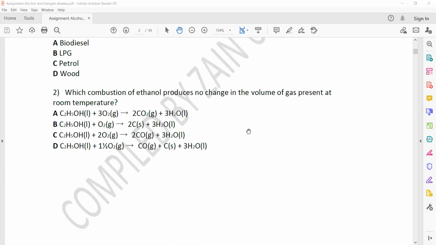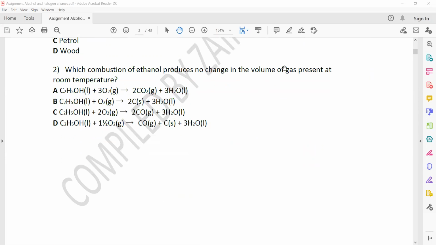Which combustion of ethanol produces no change in volume of a gas present at room temperature? It means the moles of gas will not change, so the volume of the gas stays the same. The moles of the reactant gases are equal to the moles of product gas. What's the right answer for question 2?